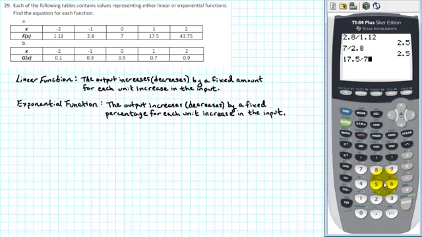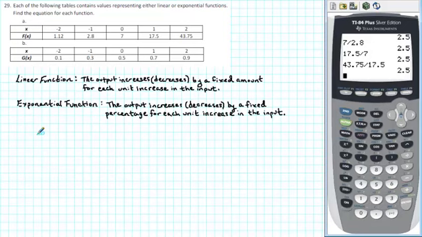And if we continue, 17.5 divided by 7, and 43.75 divided by 17.5, we see that each time we get 2.5. That means that the output is increasing by 150%. 2.5 is 1.5 more than the number 1. So there's a 150% increase in the outputs as the input increases by 1. So that tells us that f of x is an exponential function.